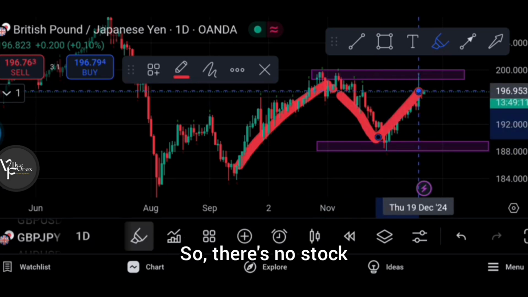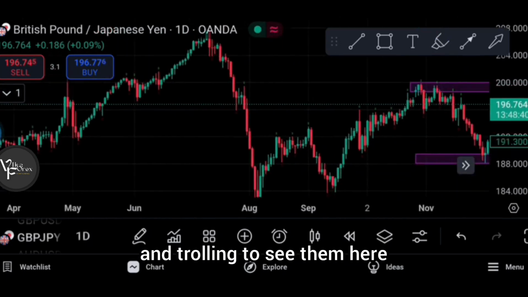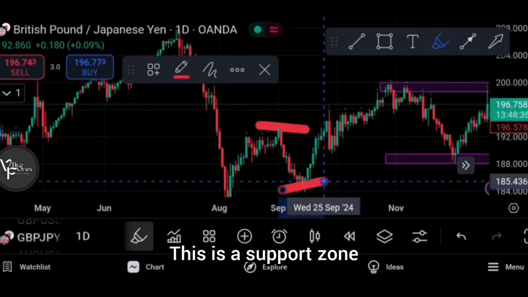There's not too much talk. So when price comes to that level, it hits and reverses. That becomes a valid area of support or resistance. You understand? There are so many of them. You can keep scrolling and scrolling to see them here. This is a resistance zone. This is a support zone. You can keep going on and on.